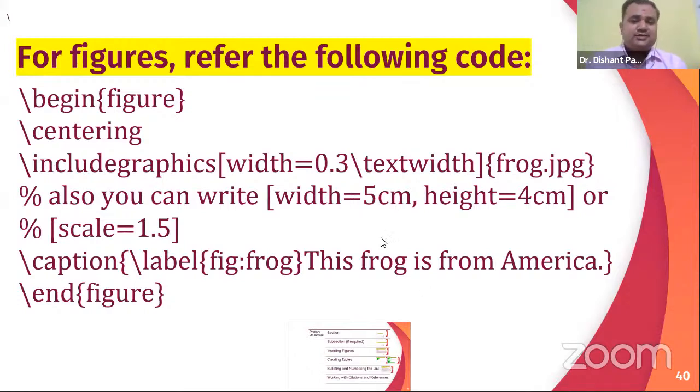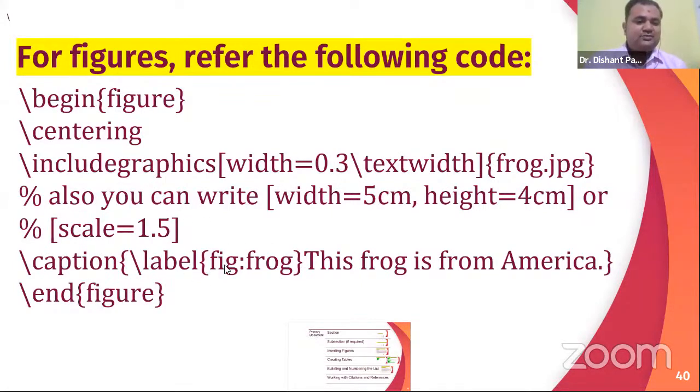Now this scaling can be done in many ways. For example, here I have written width equal to 0.3 times textwidth, or you can say width equal to 5 centimeter, height equal to 4 centimeter. Or maybe you can simply write scale equal to 1.5. In this way you can control the size of the image you want to include in the document, and once you do that, the next part is the caption of the figure.